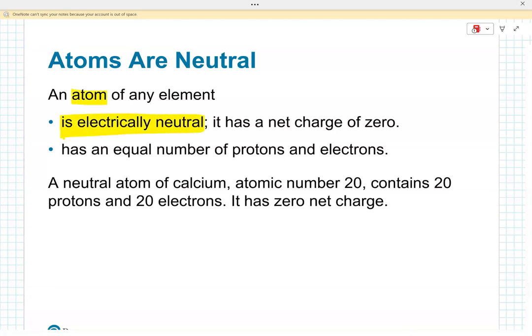Atoms are electrically neutral, which means that they have to have a net charge of 0. What is the charge of a proton? +1. So you have to equilibrate each proton by a negative charge. Which particle has a negative charge? An electron. So, calcium. Atomic number is 20. 20 protons, 20 electrons. Okay?